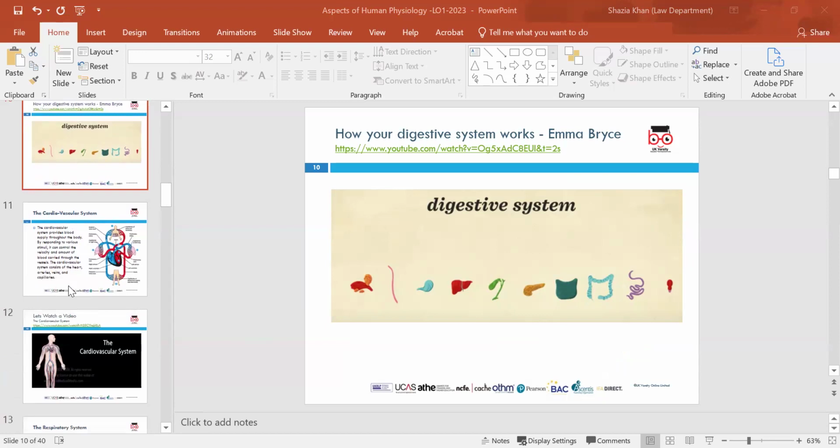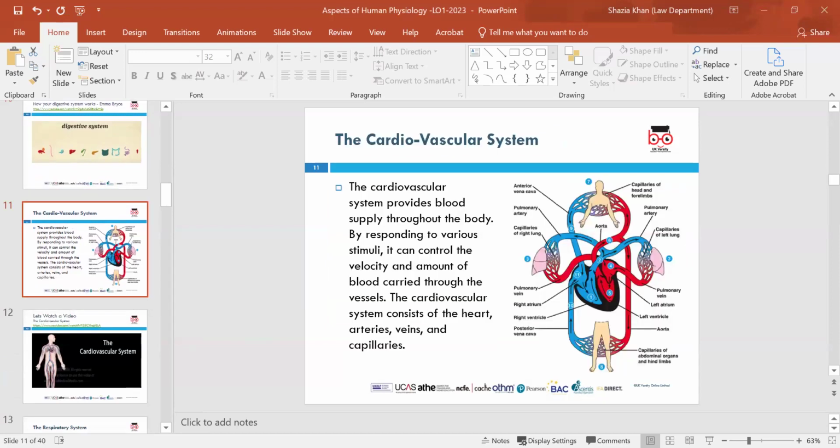The next one we're looking at is the cardiovascular system. This provides blood through the body and supplies oxygen as well. And it comprises the heart, arteries, veins, and capillaries.